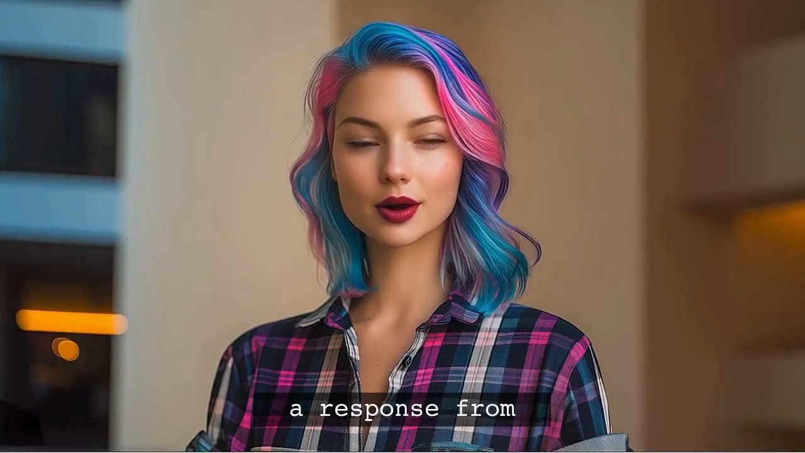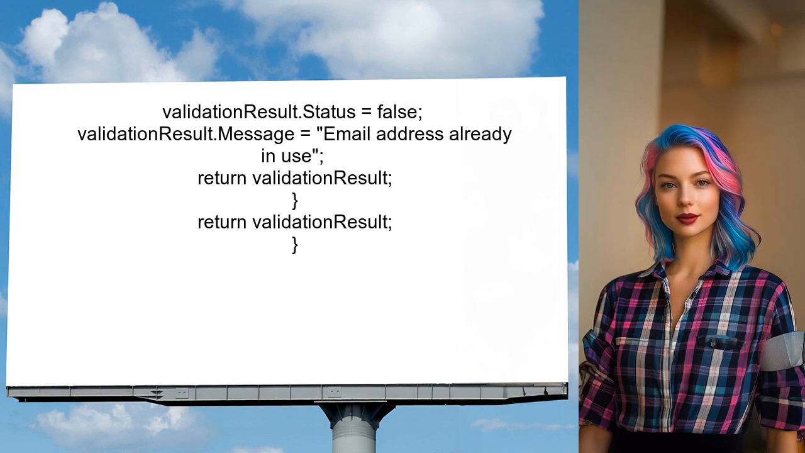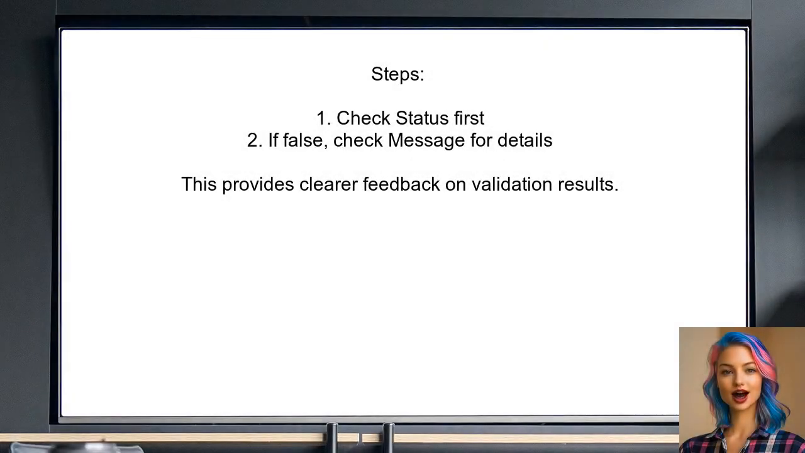Now let's see a response from a different user. An alternative approach suggested by another user is to return a custom class instead of a simple Boolean from the isValid method. This custom class, called validation result, contains both a status and a message. With this approach, you can first check the status. If it's false, you can then look at the message for specific details about the validation failure.